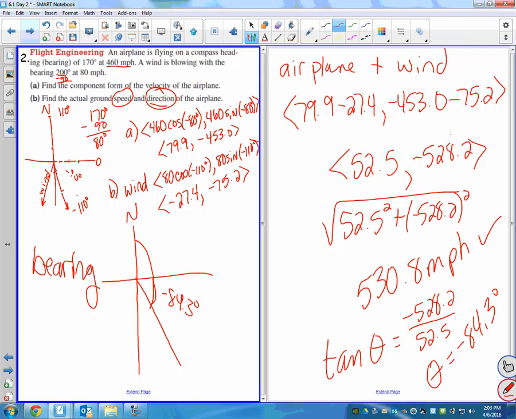So how did you get 174.3? Christopher, how did you get 174.3? Because we need to add back this quadrant that we were subtracting out earlier, but we're measuring positively now. So we would add 84.3, and we would say that it's the direction with bearing 174.3.